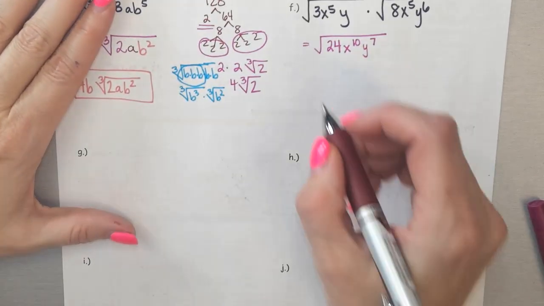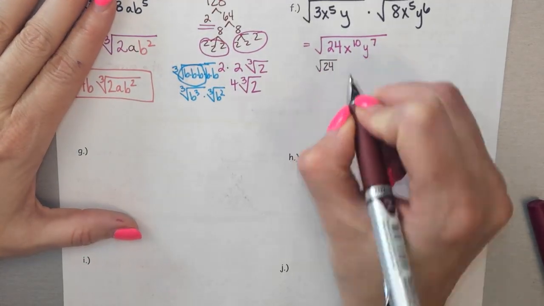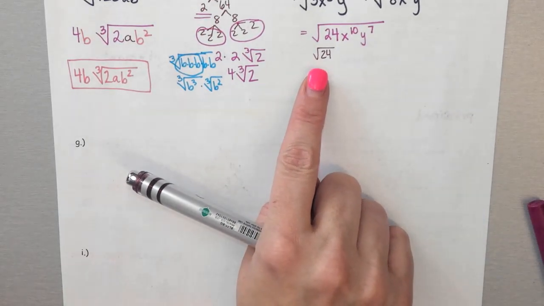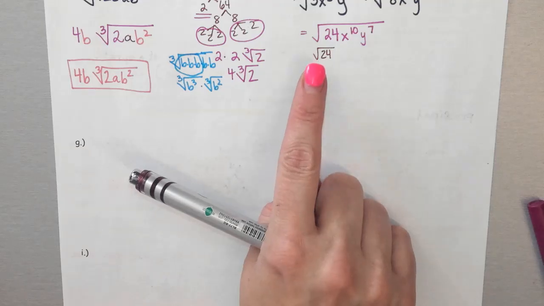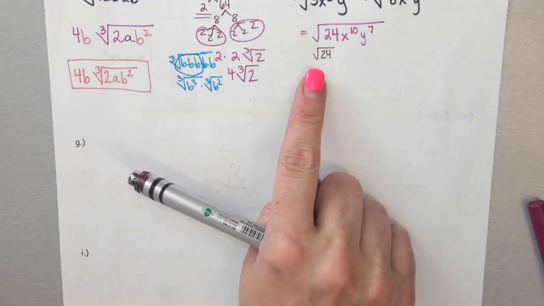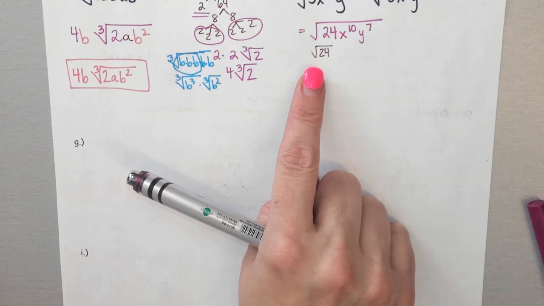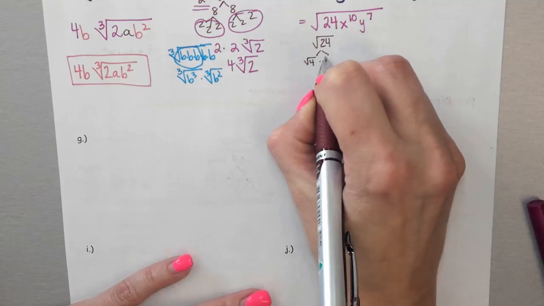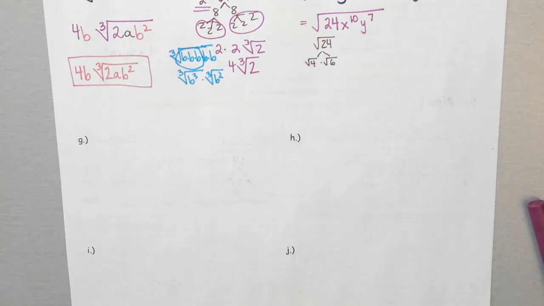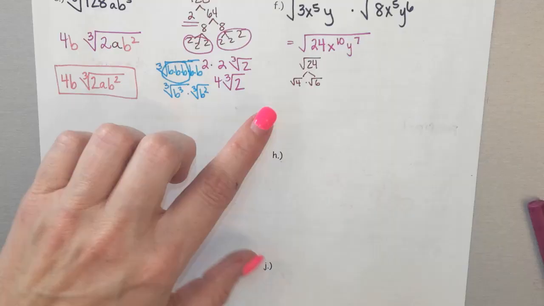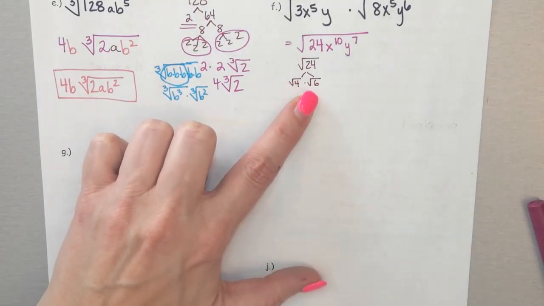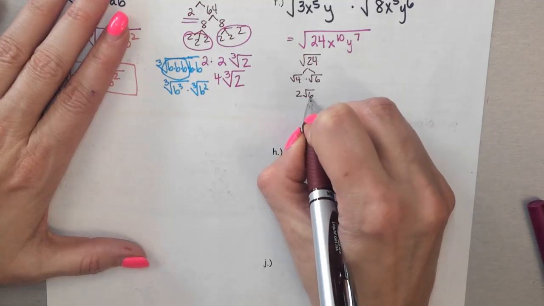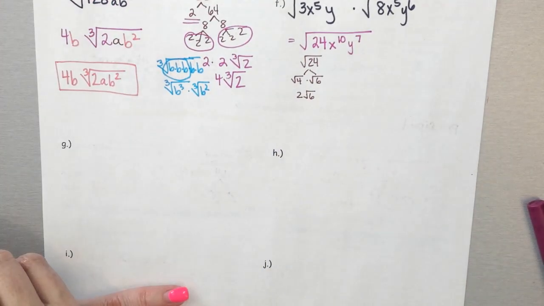Okay, so again, I like to simplify the 24 by itself. What's the perfect square in 24? It's not 8. 4, because what's the square root of 4? Okay, so the square root of 24 is the square root of 4 times 6. So the square root of 4 becomes 2, root 6. Okay, see how the 6 has to stay inside?